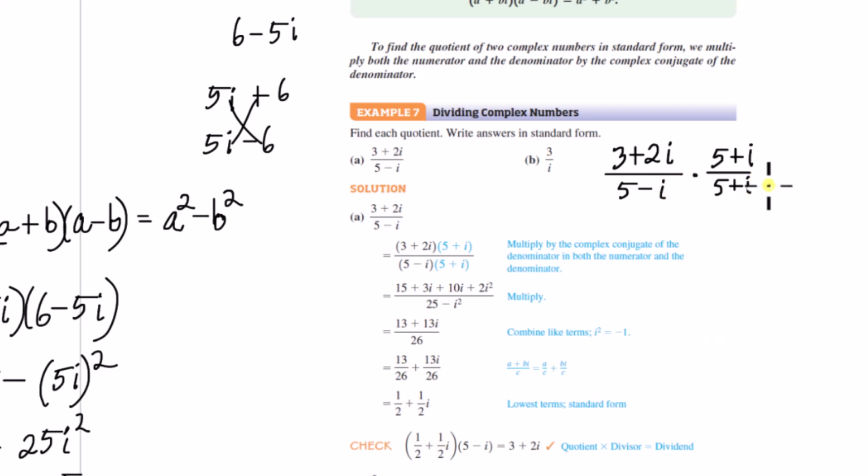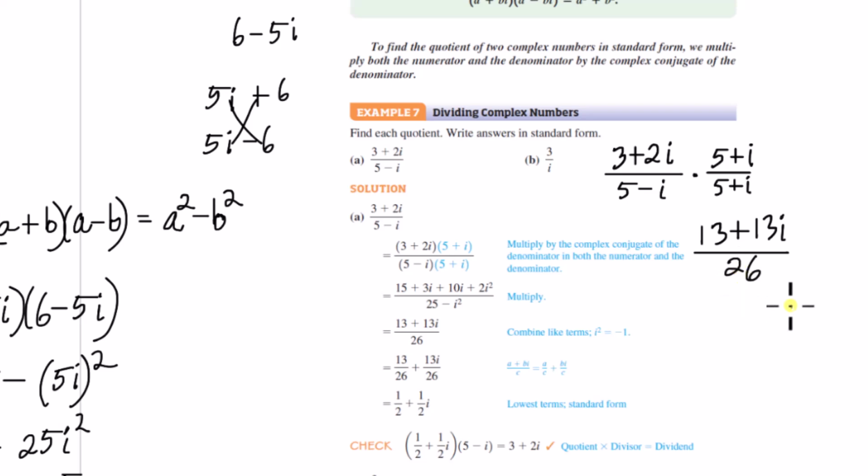And so what's going to happen? Well, you're going to get a real number in the denominator, a single real number. And in the numerator, you're just multiplying two different complex numbers, which results in another complex number. So if you multiply these two in the numerator and simplify, you're going to get 13 plus 13i. And if you multiply these conjugates in the denominator, you're going to get 26.